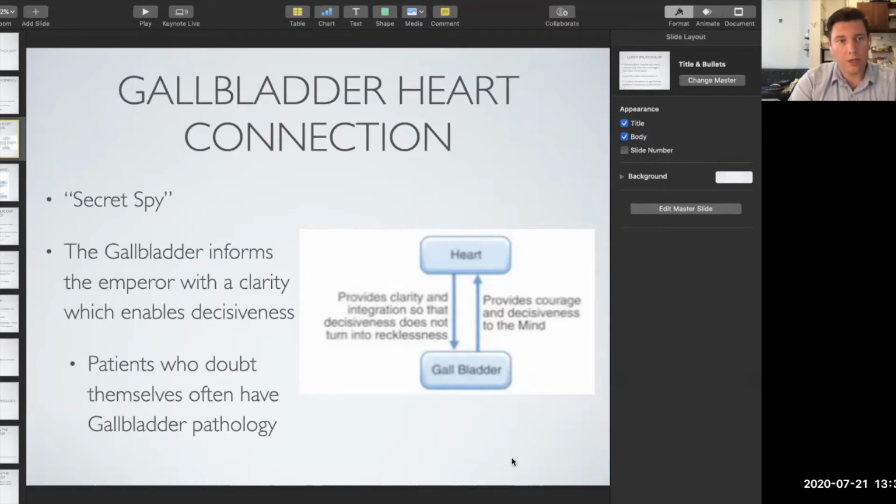Gallbladder can also be people's conscience, the voice in their head that tells them, maybe you shouldn't do that. That's often a gallbladder function. So people who tend towards recklessness and don't have angels on their shoulder, don't have a conscience inside of them, that's often a gallbladder related issue.